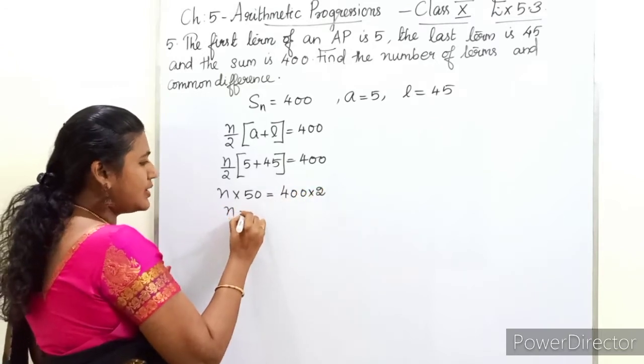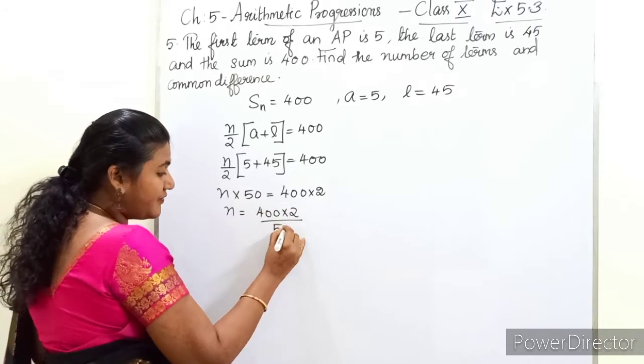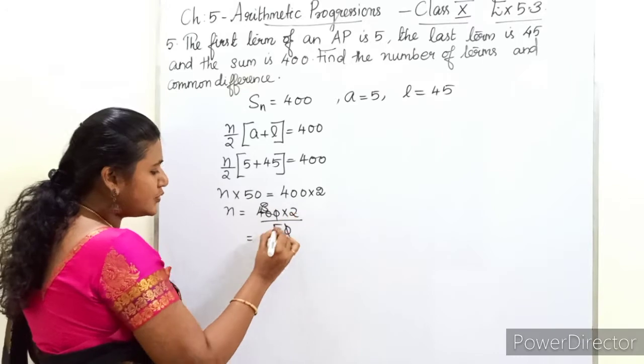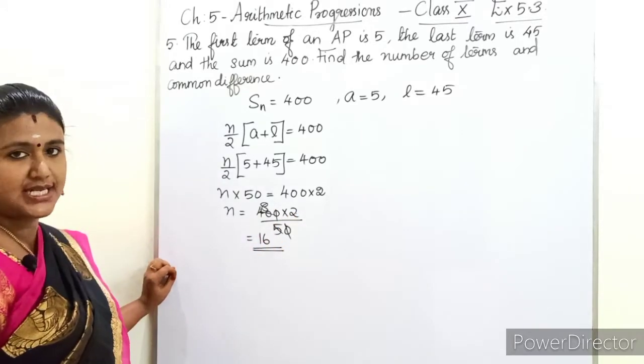Now n is equal to 400 into 2 divided by 50. So when you cancel, you will get 8. 8 into 2 is 16. So the value of n is equal to 16.